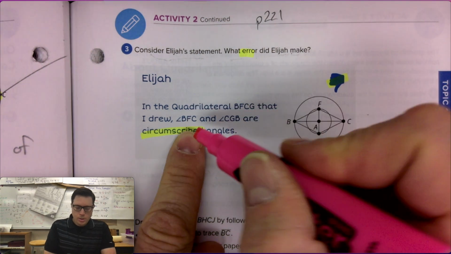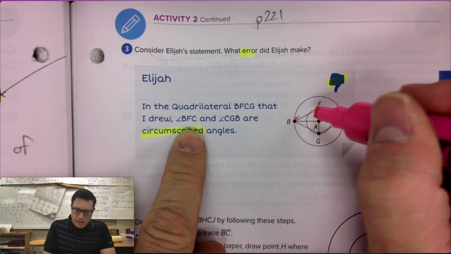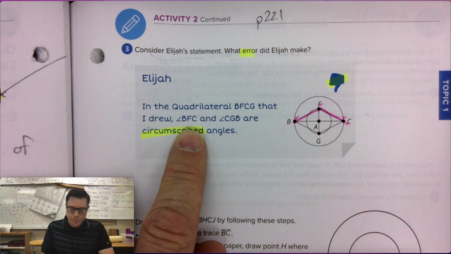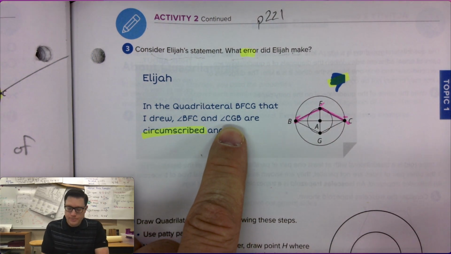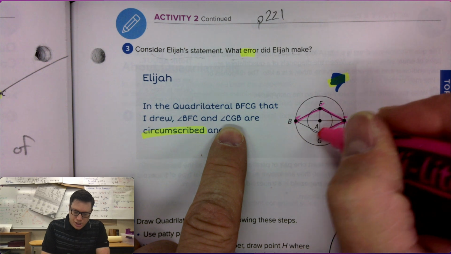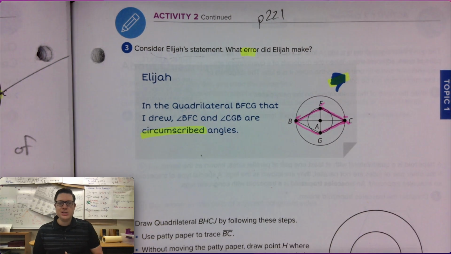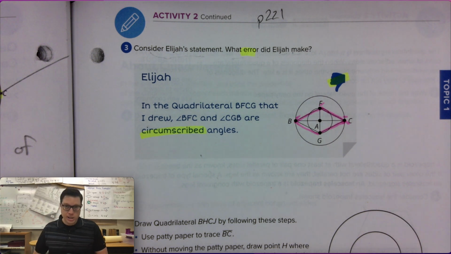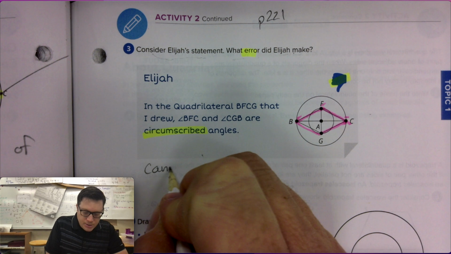Angle BFC, this is the angle that he's talking about, and angle CGB. You know what? He's just wrong because he didn't create circumscribed angles. There's no point of tangency. Can't be circumscribed.